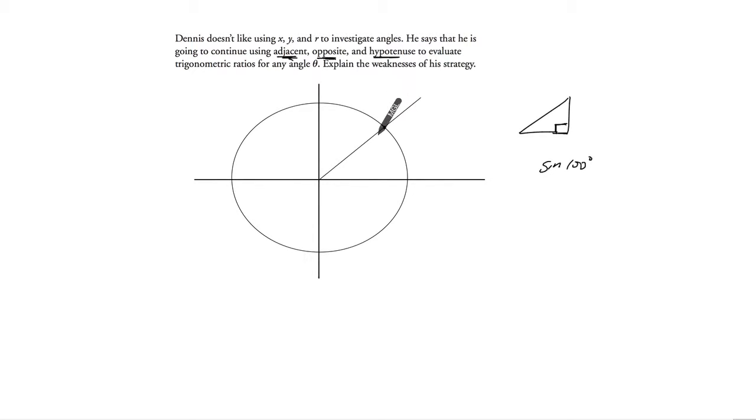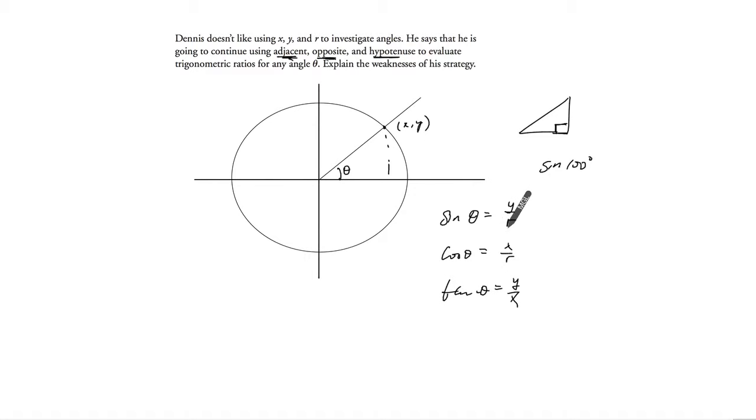In fact, the real definition of sine, cosine, tangent is on the unit circle. Here's the angle, right? X, Y. Sine of theta is y over r. Cosine of theta is x over r, and tangent of theta is equal to y over x.